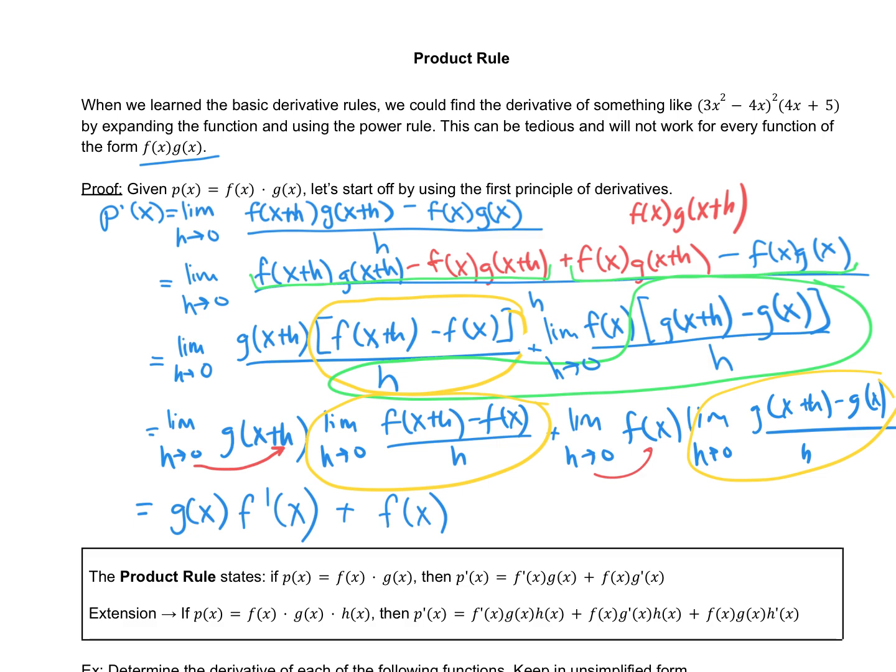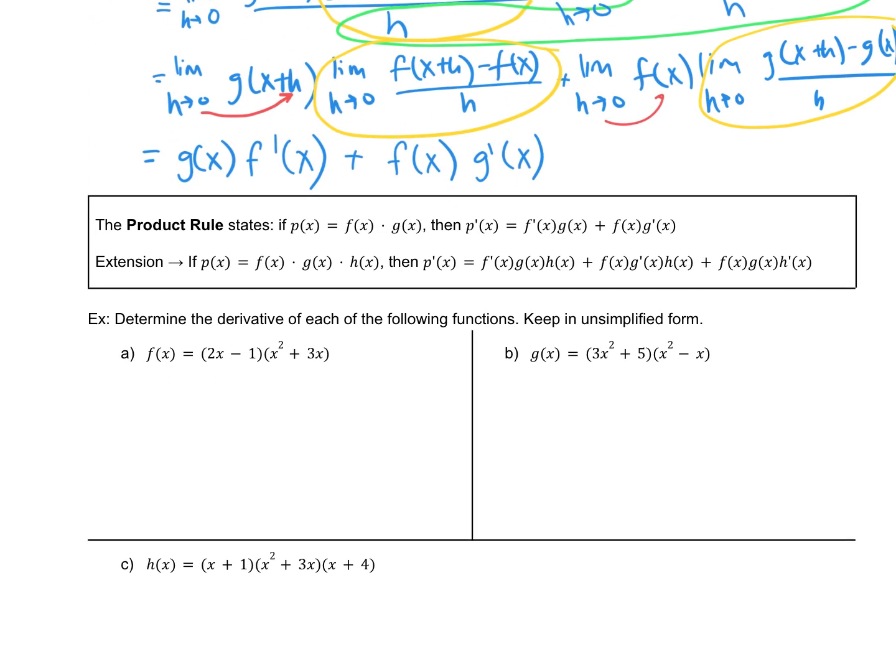And then the other limit is again first principles, so the first derivative of g prime. And look at what we have here. It looks like we're just taking turns taking the derivative of one of our functions. The first time we take the derivative of f prime and multiply it by the original g of x, and in the second one we take the derivative of g of x and multiply it by the original f of x. And that's exactly what our product rule states.